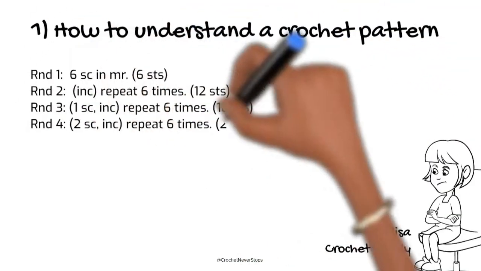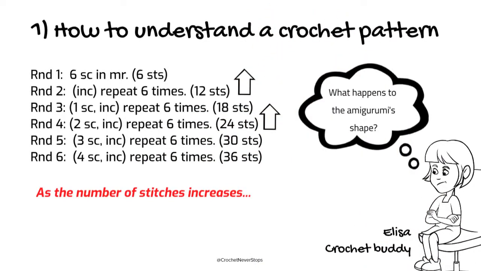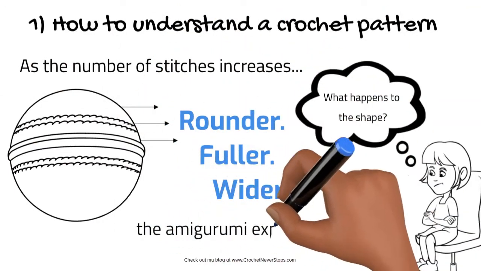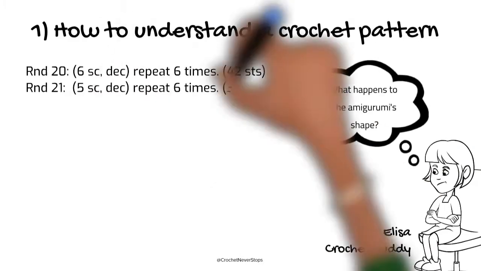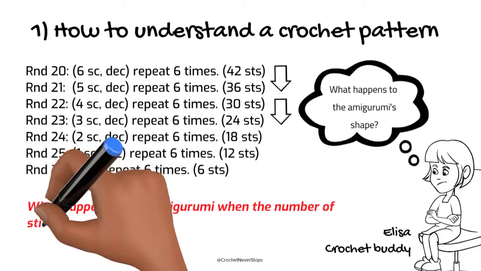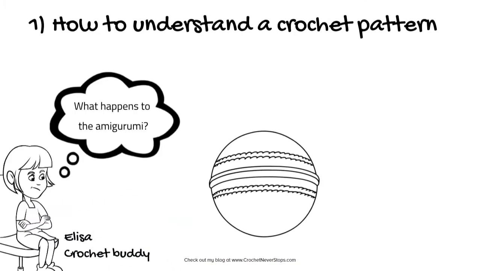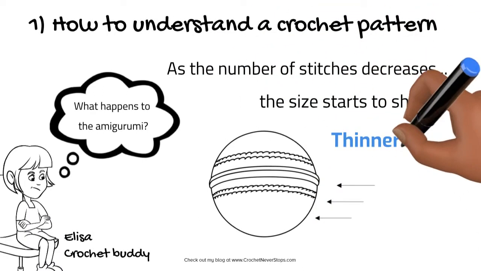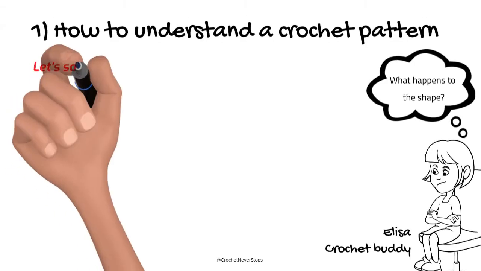1. How to understand a crochet pattern. What happens to the amigurumi's shape as the number of stitches increases? As the number of stitches increases, the amigurumi expands out. So what happens to the amigurumi when the number of stitches decreases? As the number of stitches decreases, the size starts to shrink. It gets smaller, it gets thinner, it compresses.